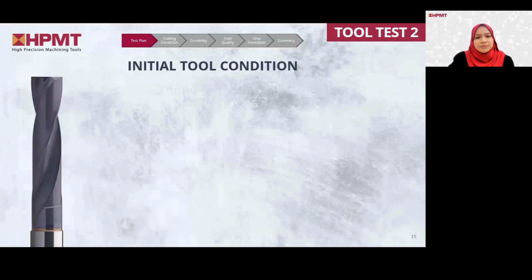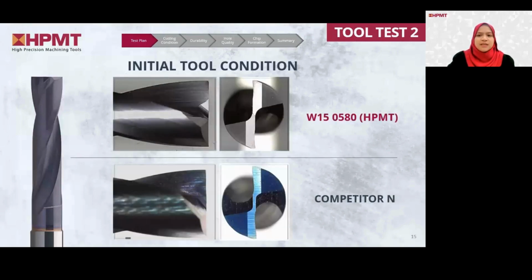All right, so let's move on to see the initial condition of the flat drills from HPMT and competitor N. You will notice a clear difference in the end phase and also the outer diameter design of both drills. As shown in the photo, our flat drill features a design that appears to offer greater rigidity during machining compared to competitor N, and a noticeable difference in gashing and fluting between the two flat drills.